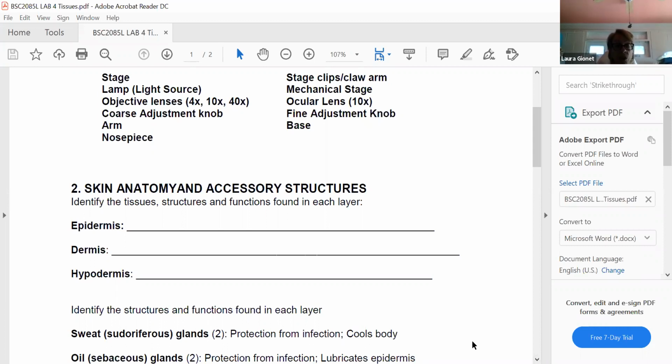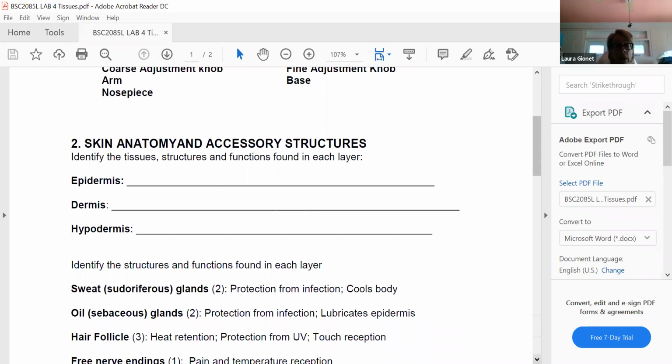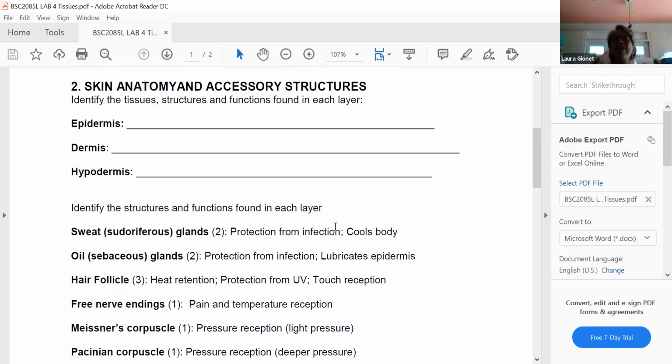Then it says identify the structures found in each layer. All right. So here we have sweat glands. I've given you the functions in there. I could point to a sweat gland on a model, which I'll give you an example of in just a minute, and I can say identify one function of that structure. You could say protect from infection or cools body. I could point to a sebaceous gland, and I say identify that gland, and you say sebaceous gland or oil gland. These are all like multiple choice or true and false. So I can say identify the function of that structure, and you'd say maybe protect from infection or lubricates the epidermis, keeps skin moist.